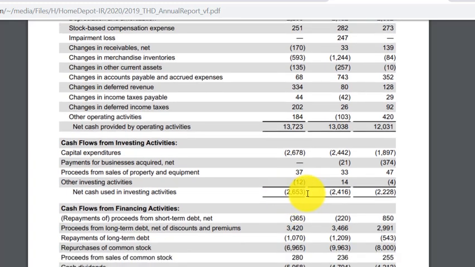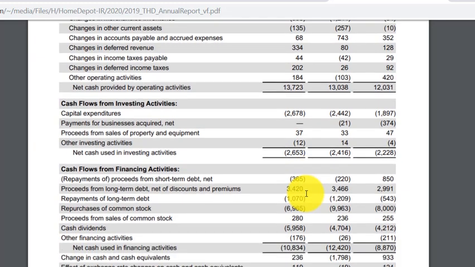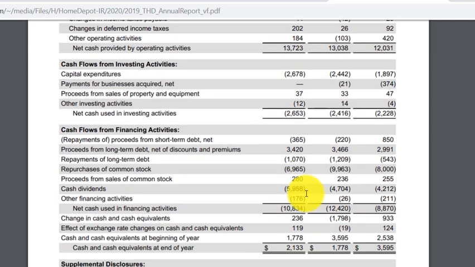They had 2.6 billion cash going out to buy long-term assets. That's the investing part, right? It has to do with long-term assets. Then financing, borrowing money and paying it off. They obviously paid a lot more than they borrowed, almost 11 billion. That's in parentheses, that's negative, that's cash going out from financing. So there's your three sections.